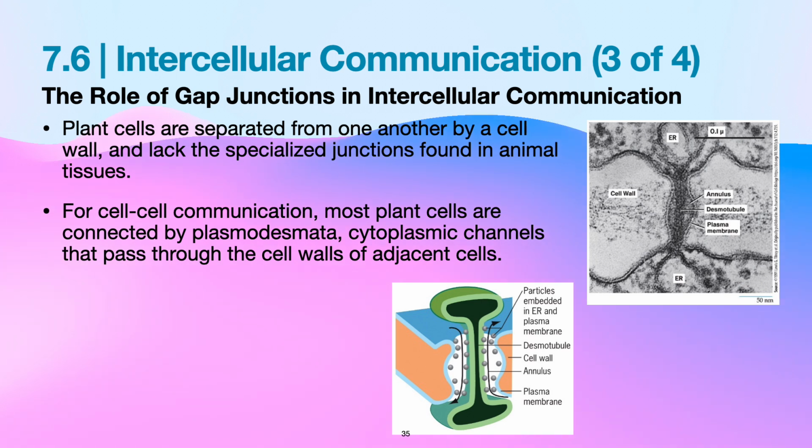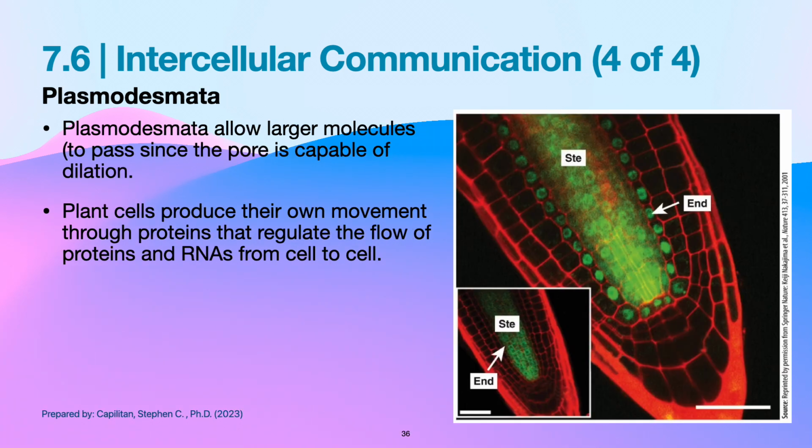Showing you the figure of an electron micrograph of a section through a plasmodesmata of a fern gametophyte. The desmotubule is seen to consist of a membrane that is continuous with the ER of the cytoplasm on both sides of the plasma membrane. And letter B is a schematic drawing of a plasmodesmata. The black arrows indicate the pathways taken by the molecules as they pass through the annulus from cell to cell. Plasmodesmata allows larger molecules to pass since the pore is capable of dilation.